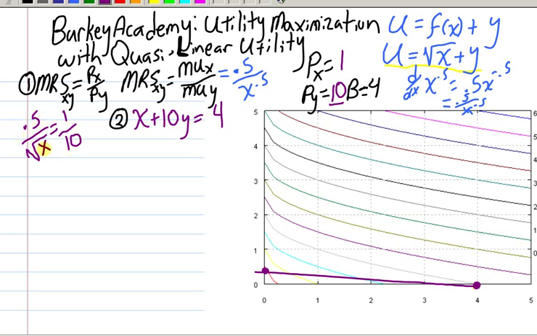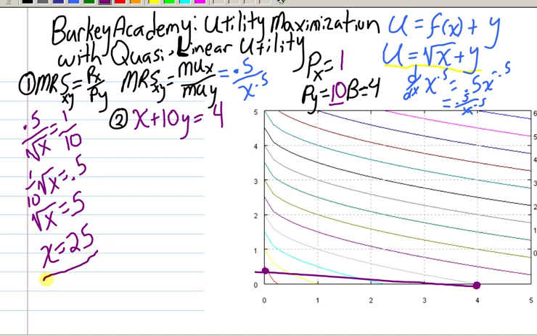Solving this for x, we get 1/10 times the square root of x equals 0.5. Multiply both sides by 10, and you get the square root of x equals 5. Square both sides, x equals 25. You should already be noticing a problem here. The optimal x is 25 units of x. Well, we can't afford 25 units of x with our budget. See, we can only afford 4.